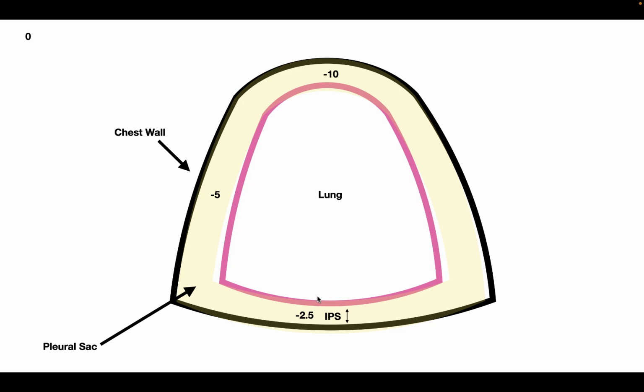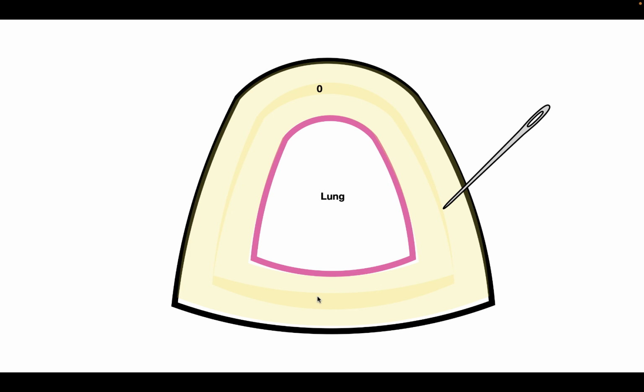Now, what would happen to the intrapleural pressure if we were to decrease or destroy the integrity of the pleural sac? In other words, what if we were to rupture it? We can rupture it by stabbing this pleural sac with a large needle. When we do this, air will flow from the atmosphere into the intrapleural space, which will cause the pressure inside the intrapleural space to equal that of the atmosphere, 0 centimeters of water. This would lead to the lungs collapsing.